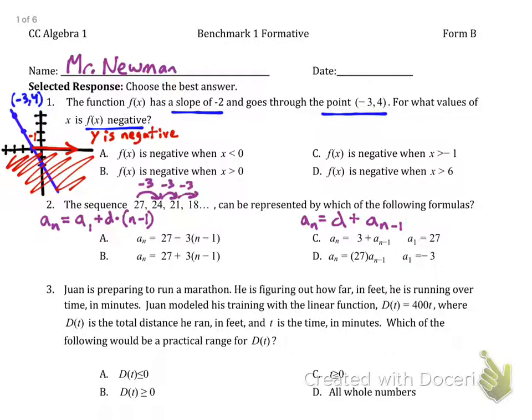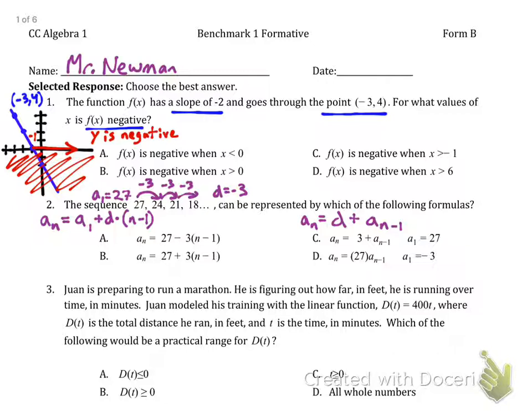So notice how our numbers are going down by 3 each time. That means d, the common difference, is -3. A sub 1 is the first term, that is 27. So if you plug those in, you'll notice neither of the recursive formulas are correct, and A is the best answer because that is where d is -3 and a sub 1 is 27.